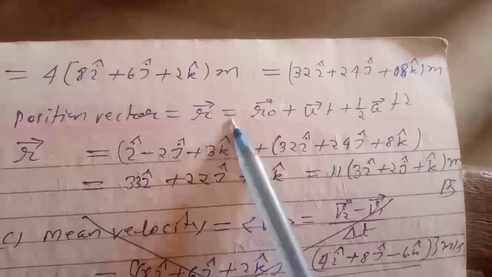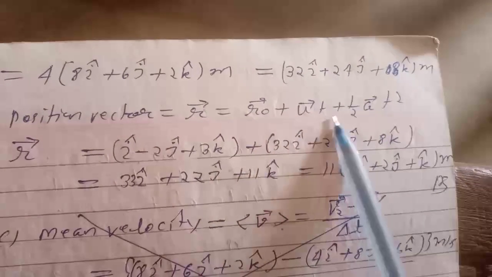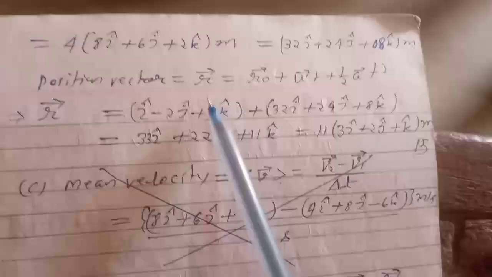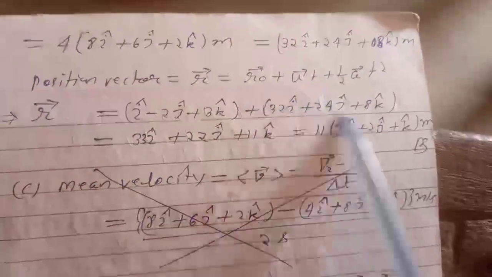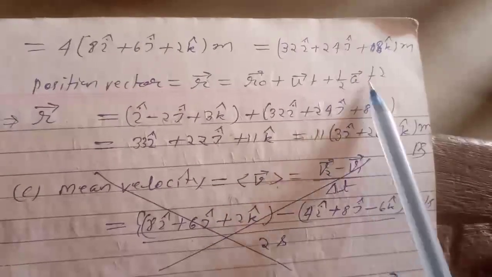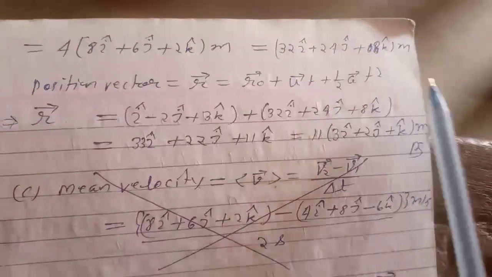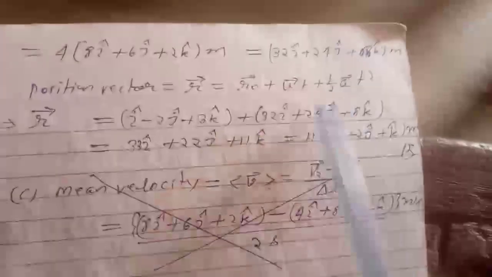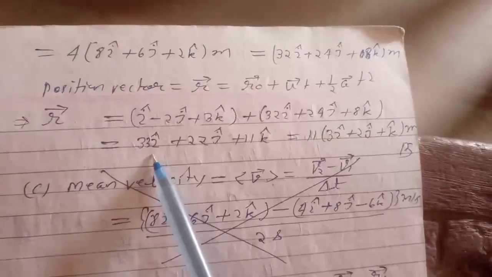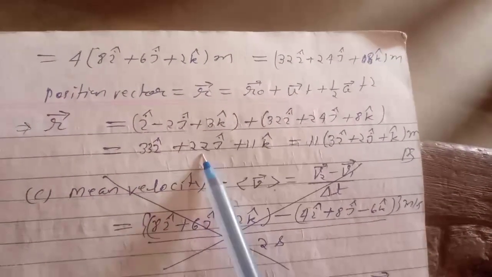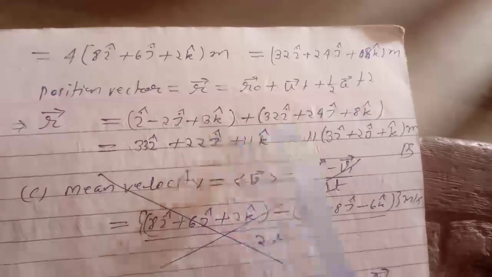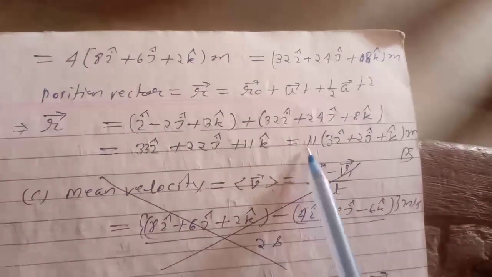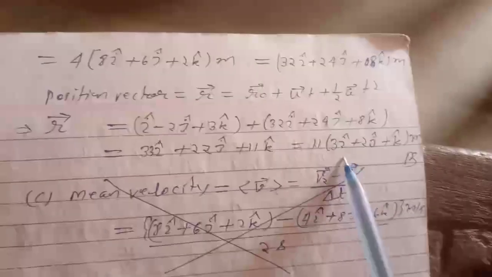Hence position vector r vector equals to r naught vector plus u vector into t plus a half a vector into t square, or r vector equals to, putting r naught vector is this, u vector is this, and half a t square. This value has been calculated. So we have put in this equals to 33 i cap plus 22 j cap and 11 k cap. So 11 into bracket 3 i cap 2 j cap plus k cap meter, answer.